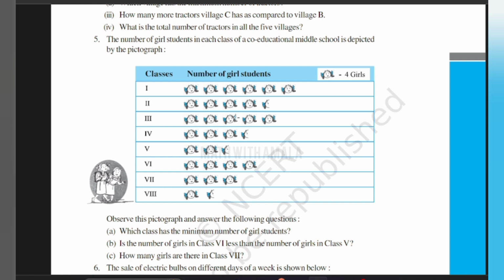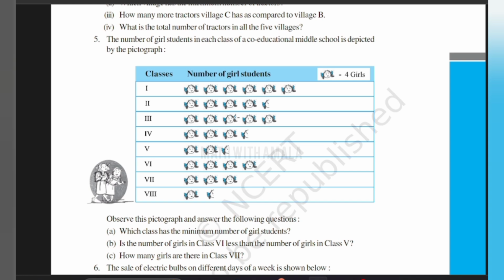Observe this pictograph and answer the following questions. Which class has the minimum number of girl students? It's clear that in grade 8 you have only 4 plus 2, 6 girls.